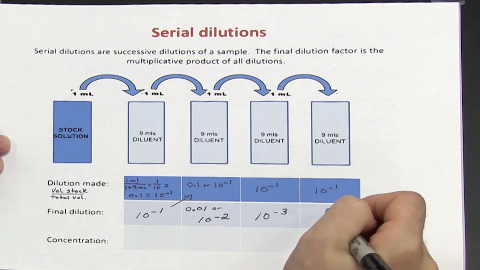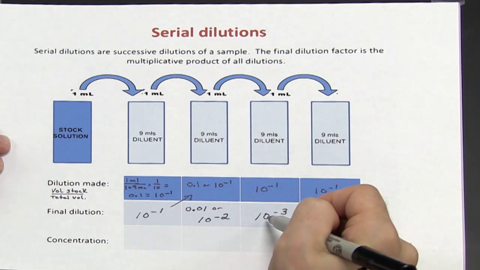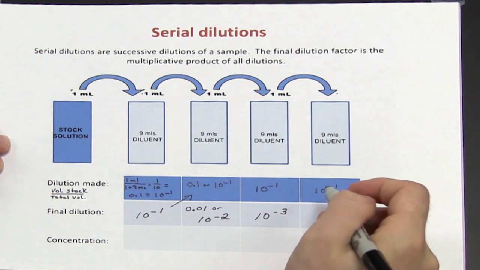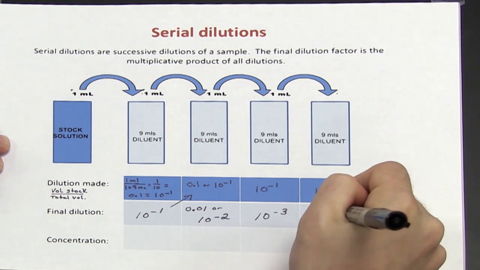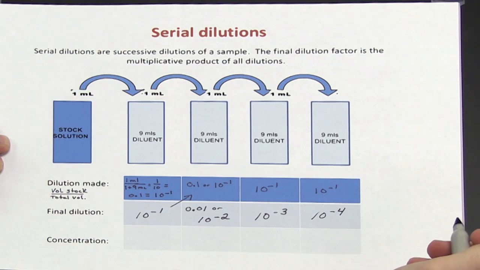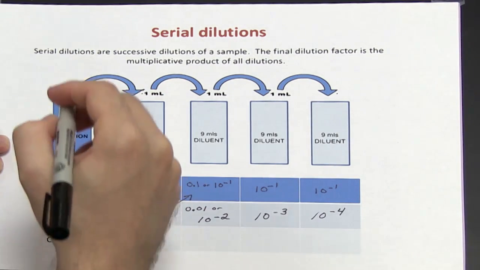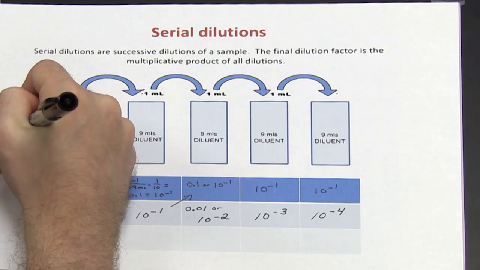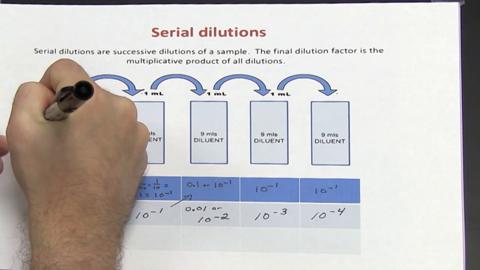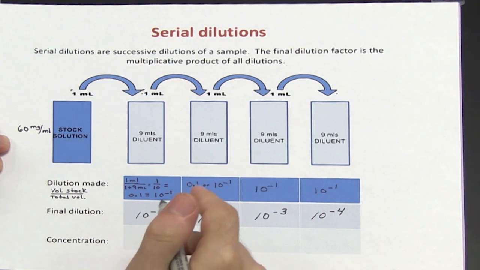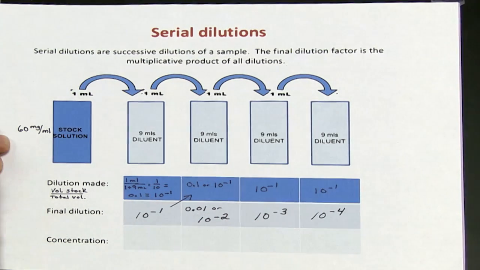And if I figure out the final dilution here, that's 10 to the minus 3 times this dilution, 10 to the minus 1, or 10 to the minus 4. If I said that my stock solution had a concentration of, say, 60 milligrams per mil, I could figure out the concentration of each vial according to its final dilution.